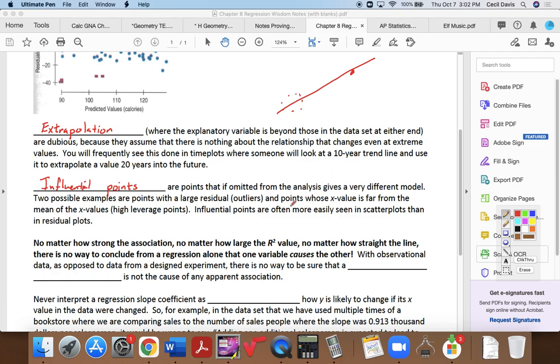Okay, so here's one in bold. Must be important. No matter how strong the association, no matter how large the R square value, no matter how straight the line, there is no way to conclude from a regression line alone that one variable causes the other. I think that was on the test.